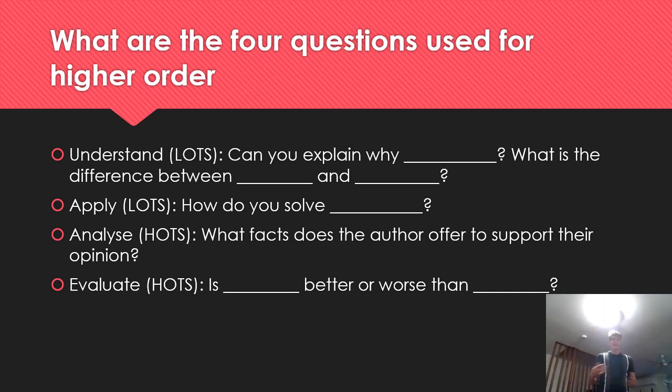And fourthly is evaluate. Is blank better or worse than blank? Not always will they have one statistic versus another statistic. Sometimes they will have statistics for one side but not the other. And why do you reckon? We're going to use our critical thinking skills to ask why they didn't add that bit of statistics. So these are our four questions. I want you to write down each of the four because we're going to be using them for our next task coming up.